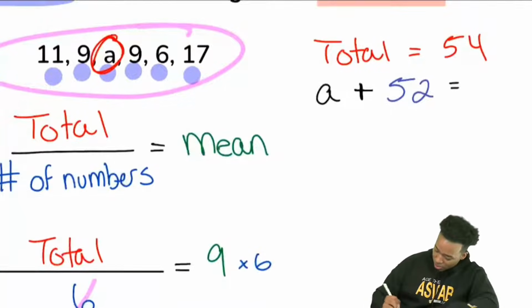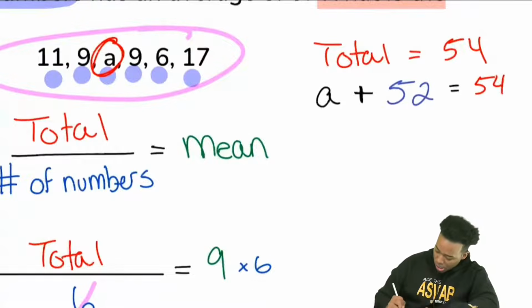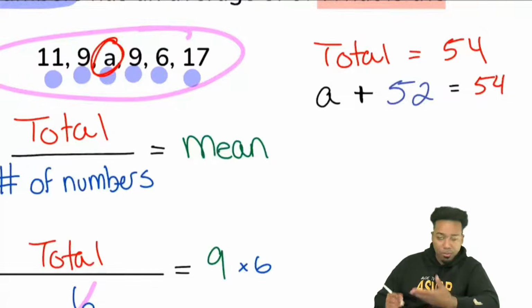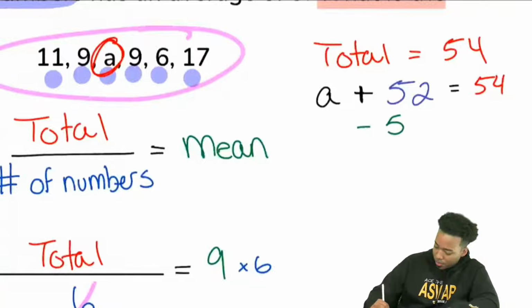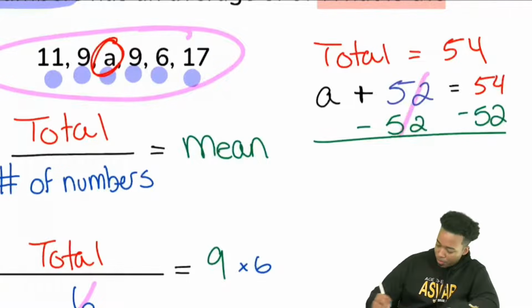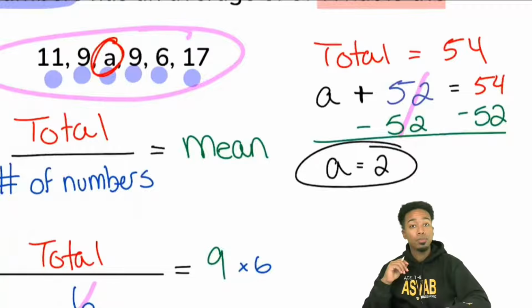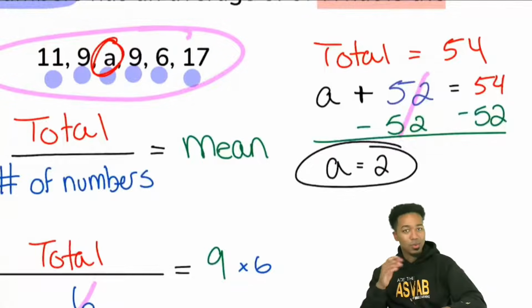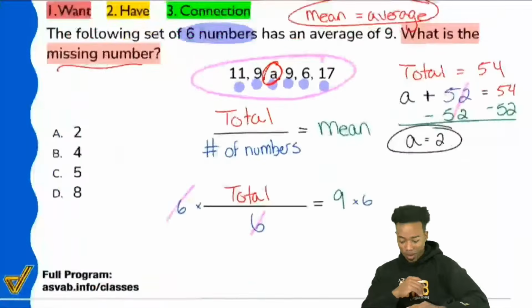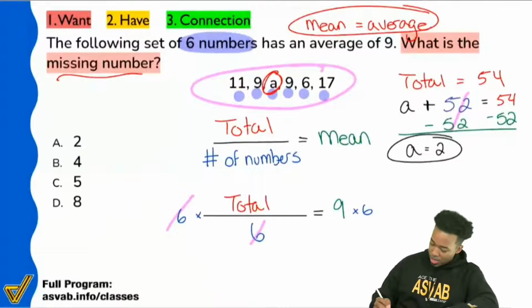So if this is supposed to equal 54, we don't really have to, but if we wanted to show it, we can subtract 52 from both sides. And boom, that gives us A equals 2. So that missing number is going to be 2. And if we plug 2 back in, we'll get that 54 divided by 6 gives you 9. And there we have it.